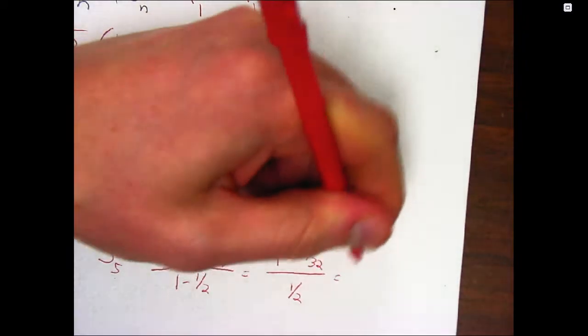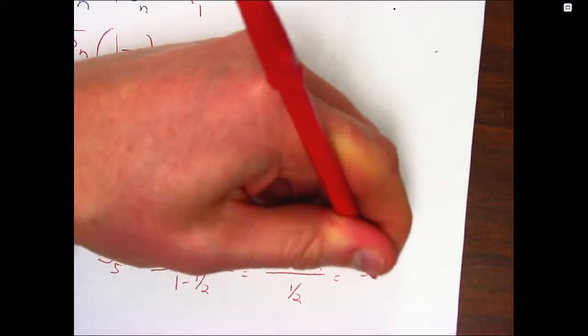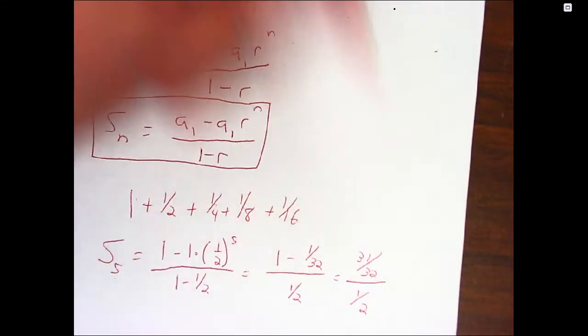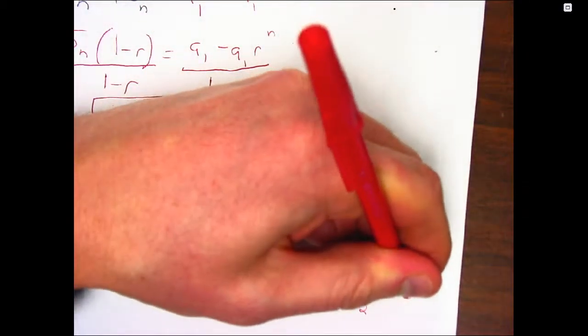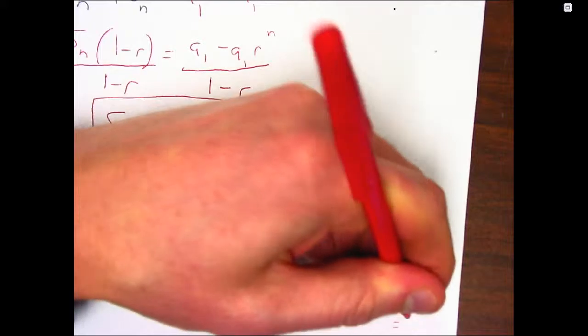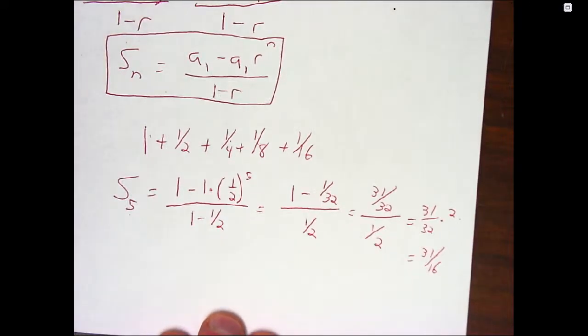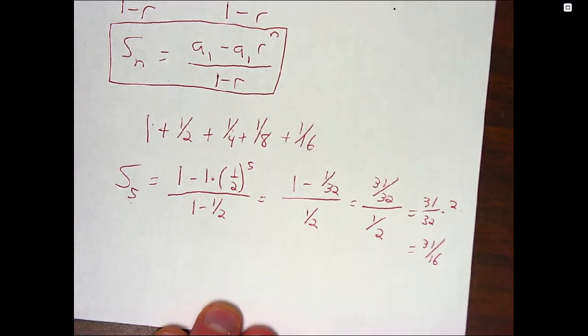So we have 1 minus 1/32 over 1 minus 1/2, which is 1/2. And so we end up with 31/32 over 1/2, which is 31/32 times 2, which is 31 over 16. So getting close to 2, right? 32 over 16 would be 2. And since 5 is not too many, you could just add them up and confirm that that is the right answer.